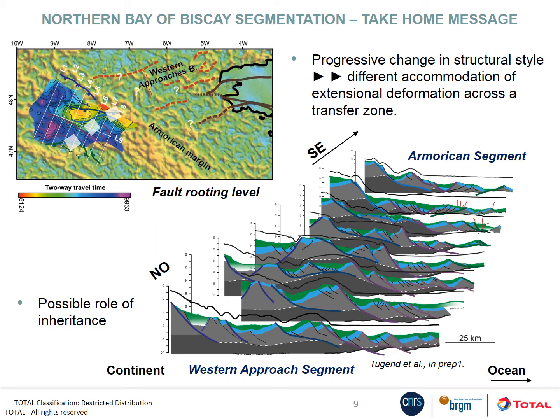To sum up, the progressive change in structural style results from different accommodation of extensional deformation across a transfer zone. The location of this transfer zone does not seem to be random and seems to follow the trend of Variscan to post-Variscan structures observed further continentward.